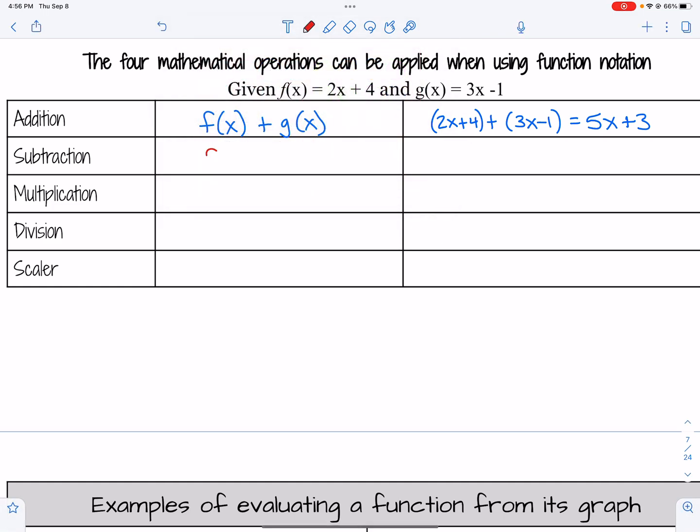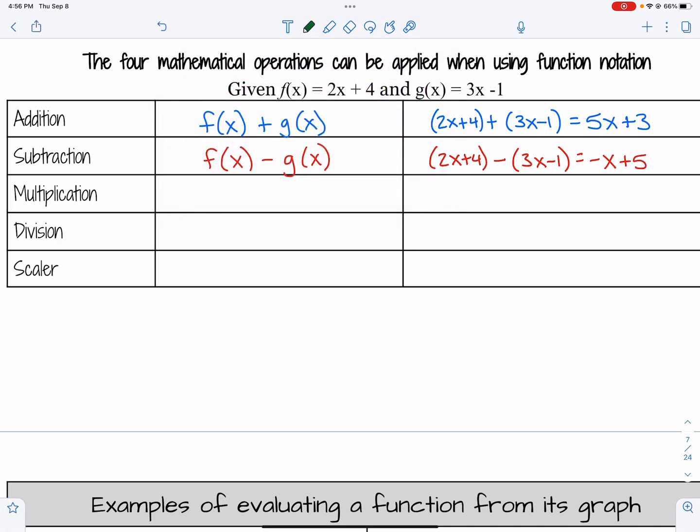Then to subtract, we could say f of x minus g of x. We could subtract any two functions. So we could say 2x plus 4, that's f of x, minus g of x, which is 3x minus 1. You would definitely want to include these parentheses since you're subtracting a group of things. Adding is not as particular as subtracting is, so you've got to be careful. So we have 2x minus 3x, that would give us negative x. And then we have 4 minus negative 1. So 4 minus negative 1 turns into 4 plus 1, which would be 5.